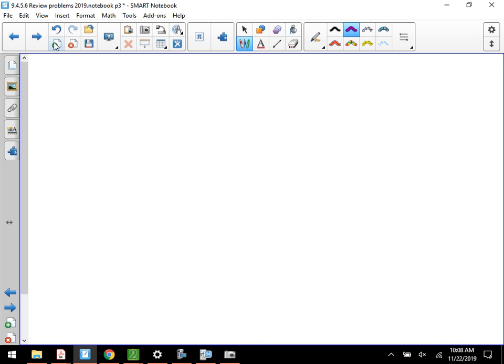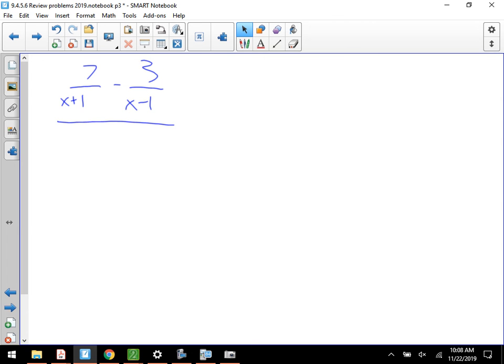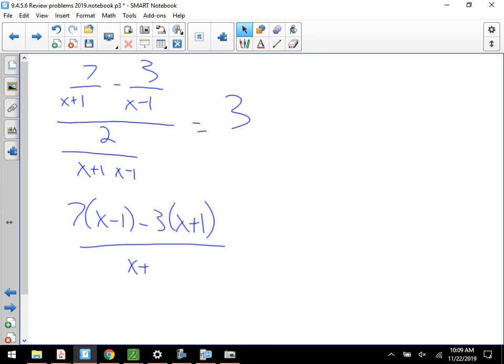We have number 18 on the sheet from yesterday, there's one that says 7 over x plus 1 minus 3 over x minus 1, a big fraction over 2 over (x plus 1)(x minus 1), equals 3. So whenever you have a complex fraction equaling something, simplify the complex fraction first and then set it equal. So when we do that, the top one's real quick. You get 7 times quantity x minus 1 minus 3 times quantity x plus 1, all over the x plus 1 times x minus 1.